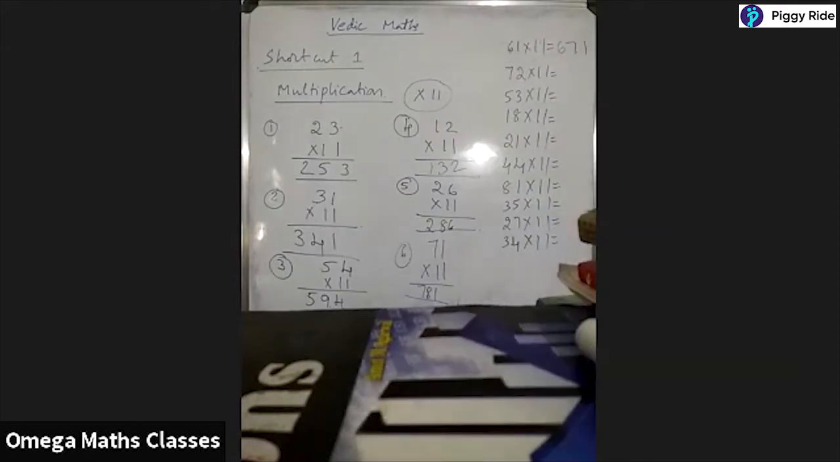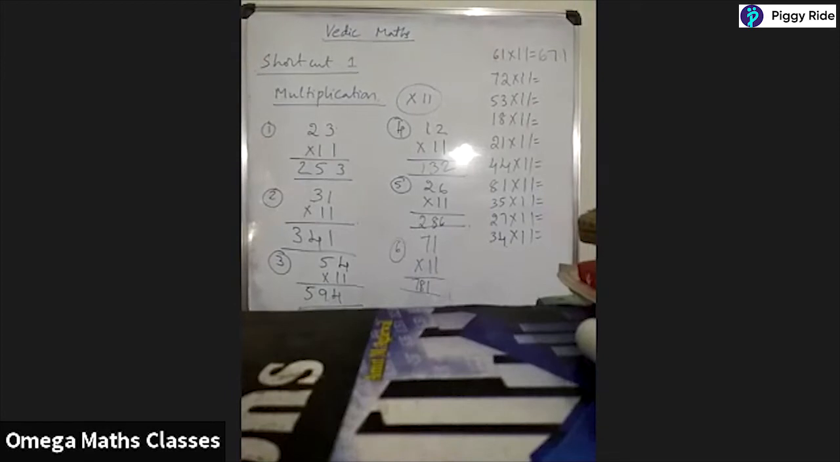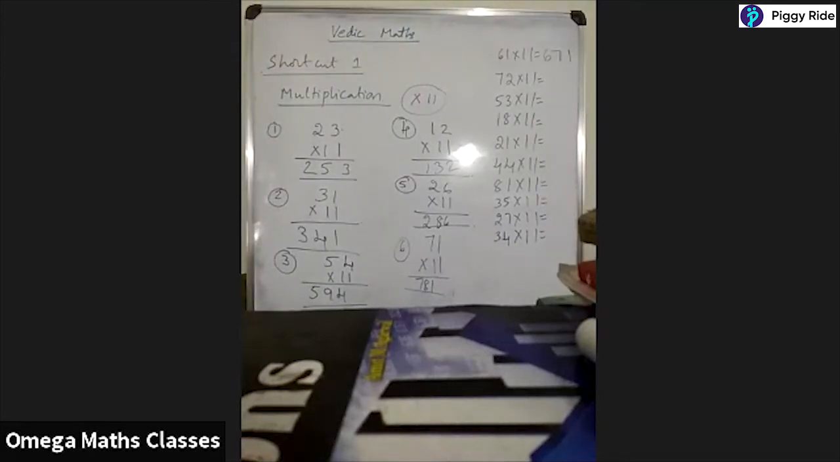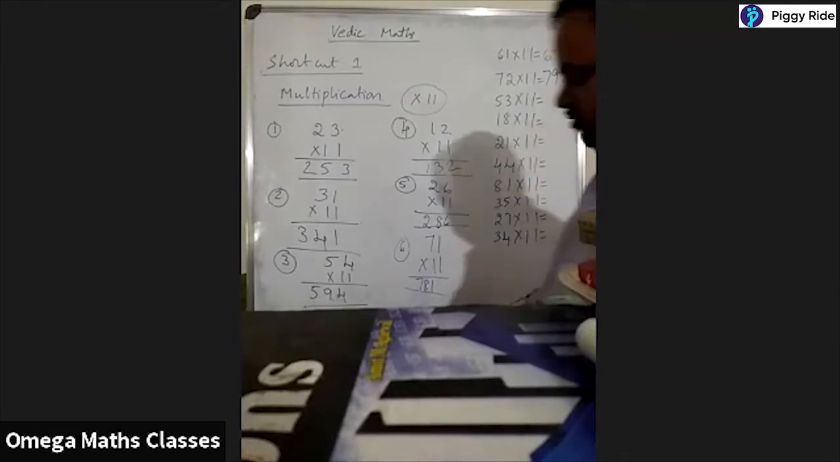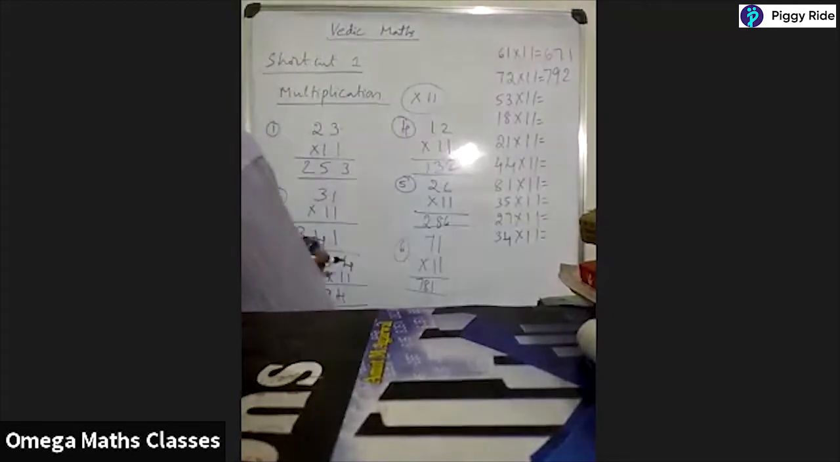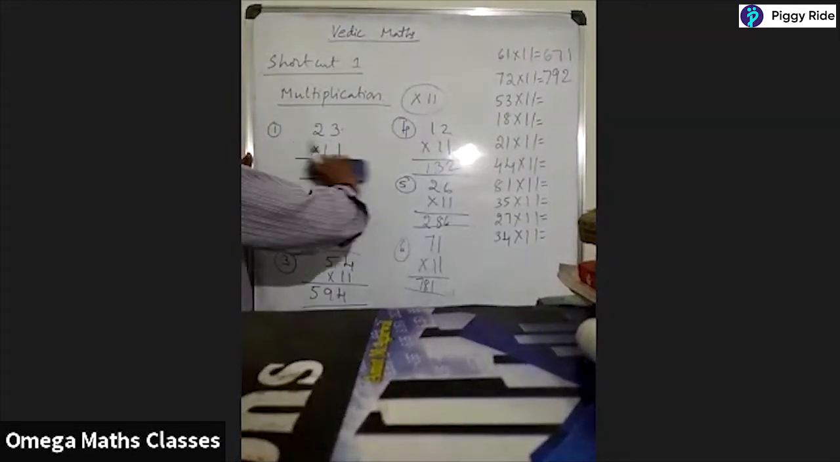Is it visible now? Total board. Yes, it is visible. All sums are there now. 1, 2, 3, 4, 5, 6 sums are there. 790. Yes. See, one more student has joined. Wait, 1 minute. Once again, I will tell you. 2 more students have joined, I think.